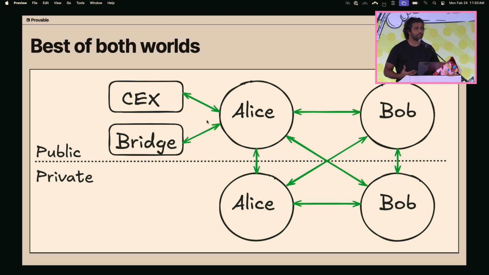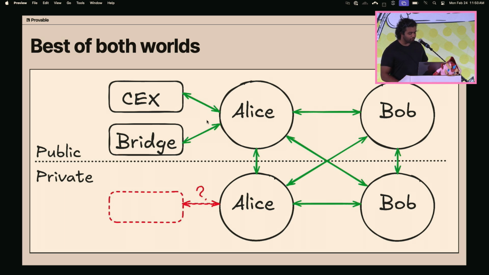What's kind of unexplored here, which is pretty exciting, is what do the private on and off ramps look like? How do you construct private dexes? How do you construct private bridges? And this is a bit of an open question, but a very exciting space to look at.